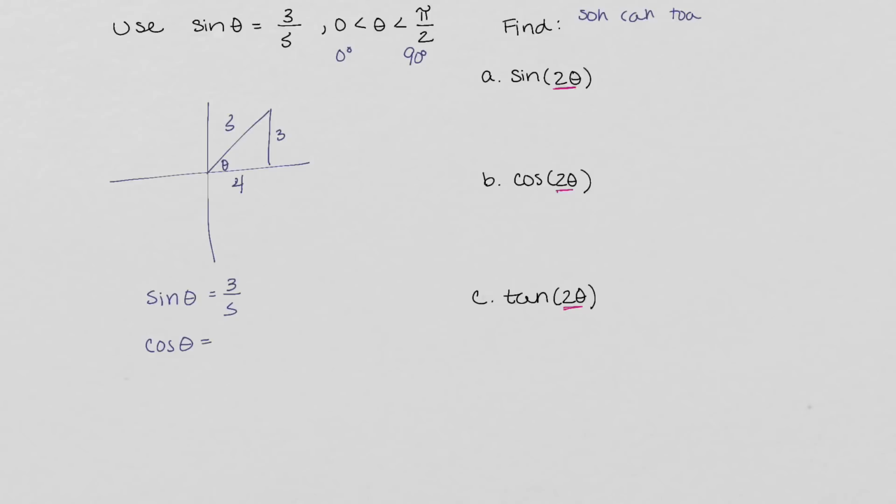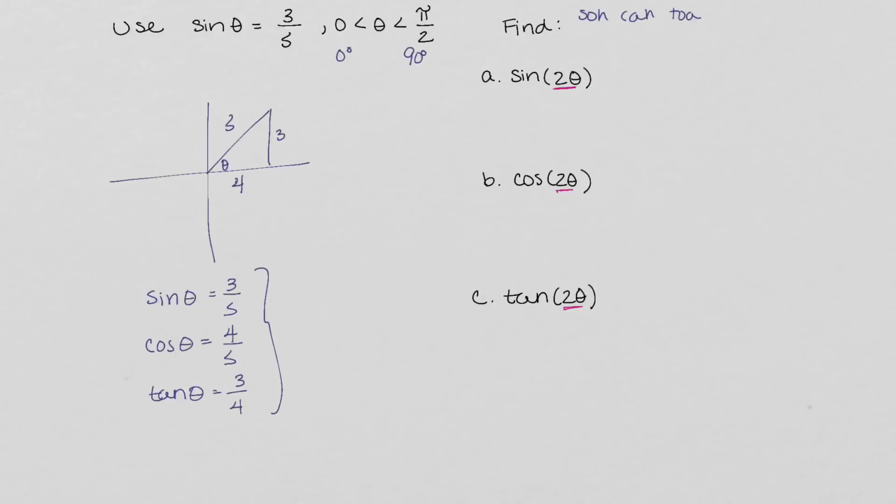Cosine of theta is adjacent over hypotenuse, so 4/5. And tangent of theta is opposite over adjacent, so 3 over 4. All right, and now we're just going to use the double angle identities that we learned and these values of theta to find sine of 2 theta, cosine of 2 theta, and tangent of 2 theta.